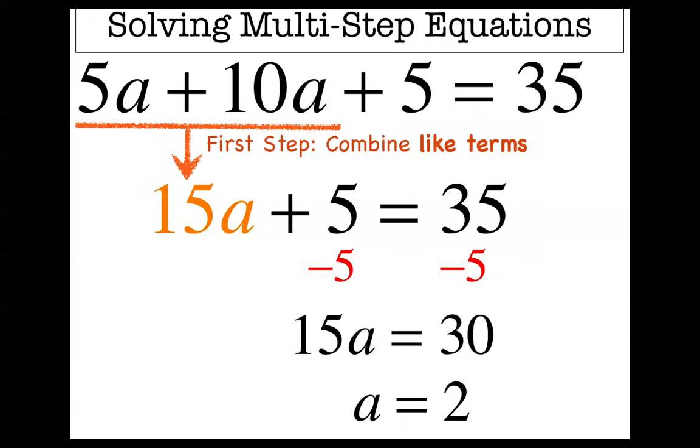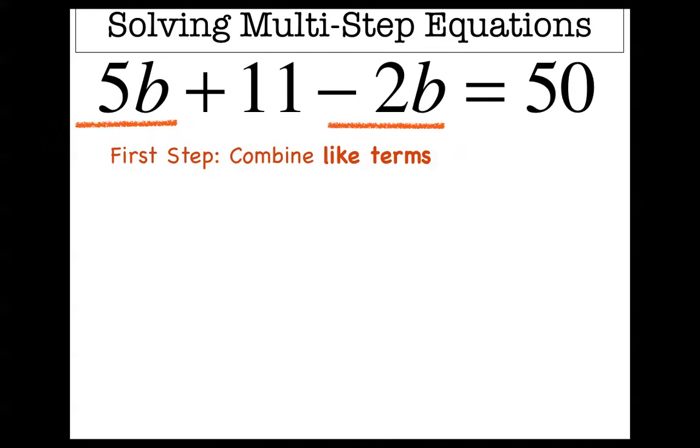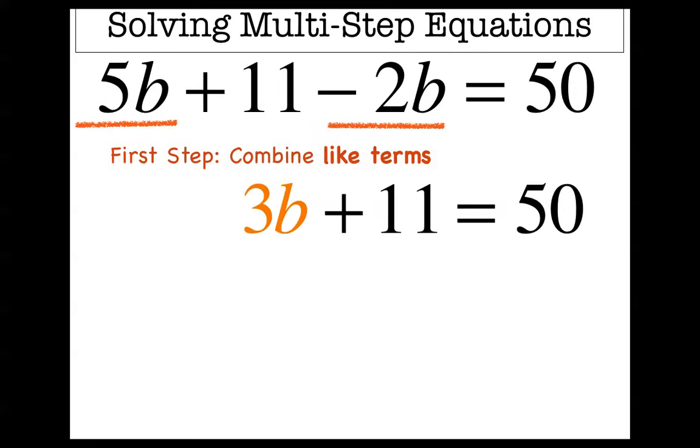Okay, did that one make sense? I hope so. One more example problem, and I think then we'll be just about ready to go. This one's a little trickier because the b and the b aren't right next to each other, but hopefully you can see that you've got 5 bananas, and then you're going to take away 2 bananas. So 5 bananas minus 2 bananas is 3 bananas plus 11, because the plus 11 is just still there.